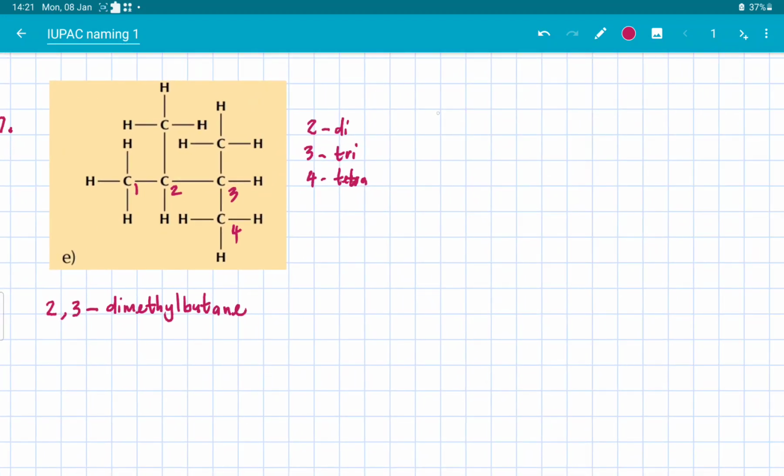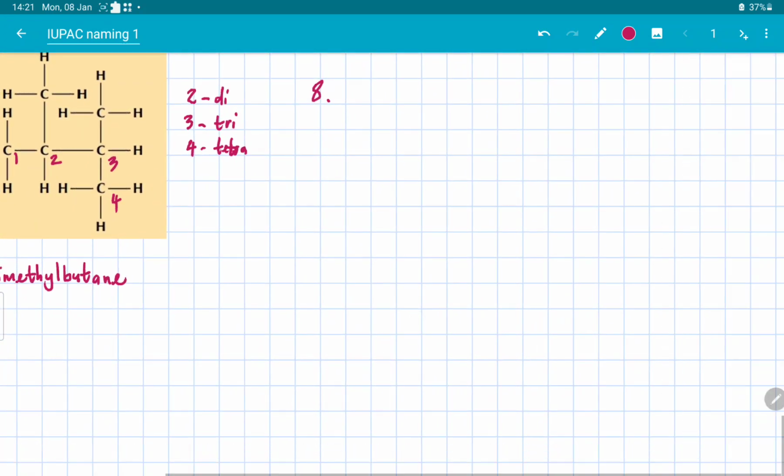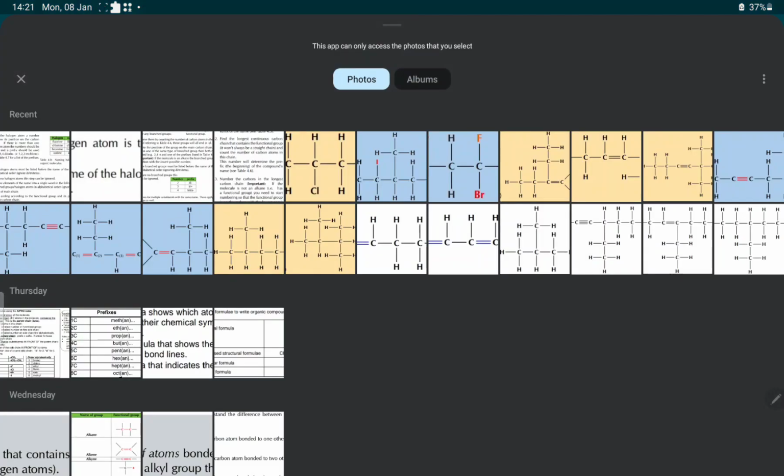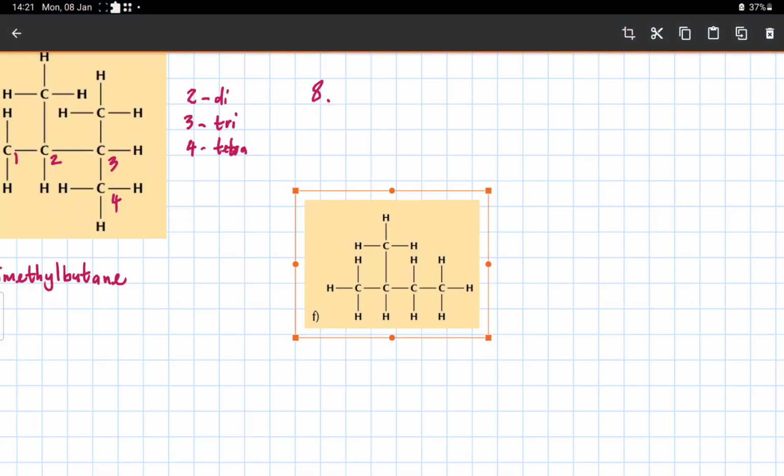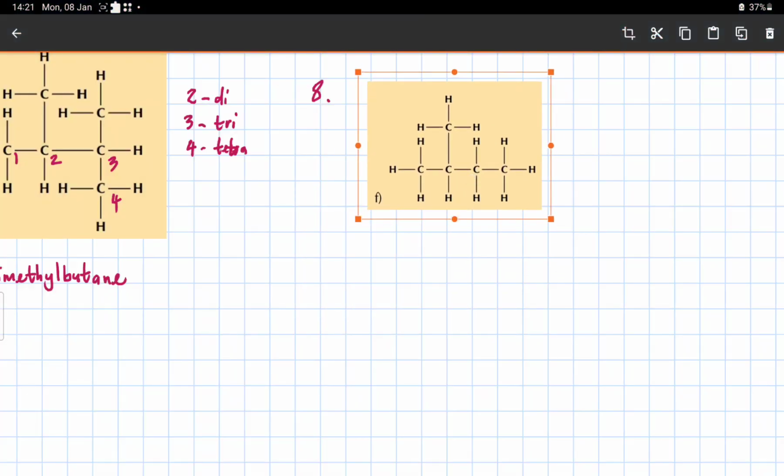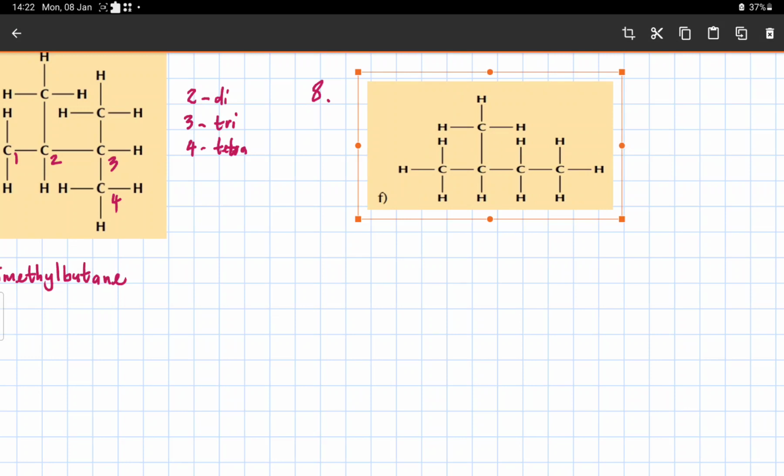Let's add example 8. Yeah, there's an increasing difficulty, so you need to go back if ever there are some complications.